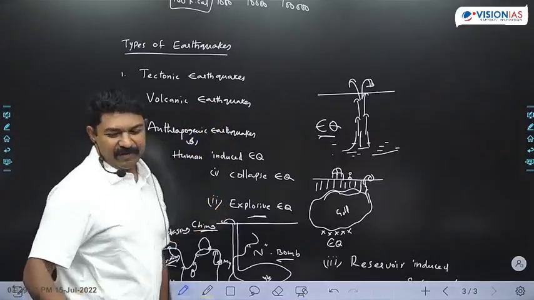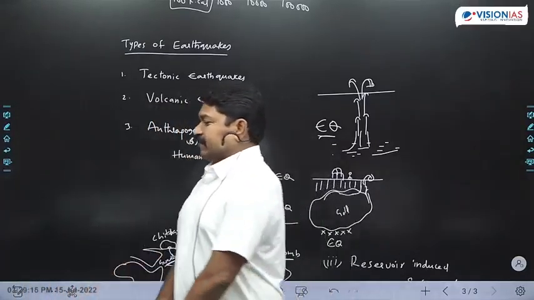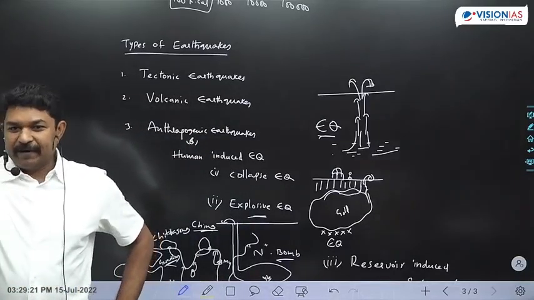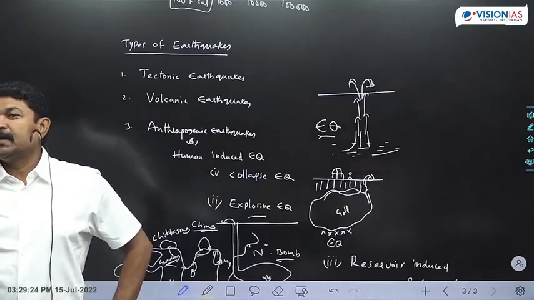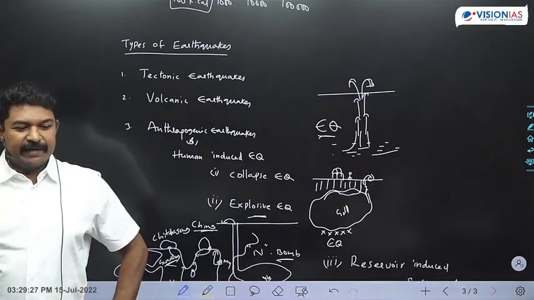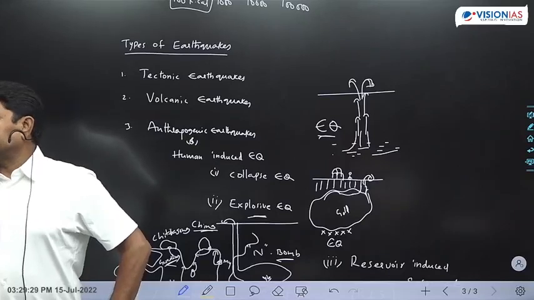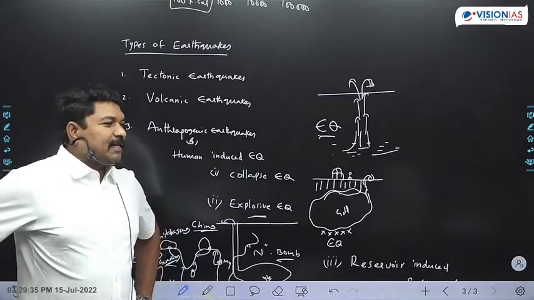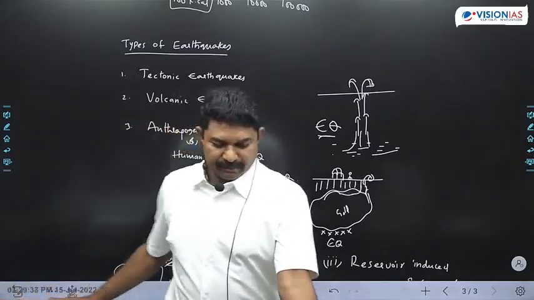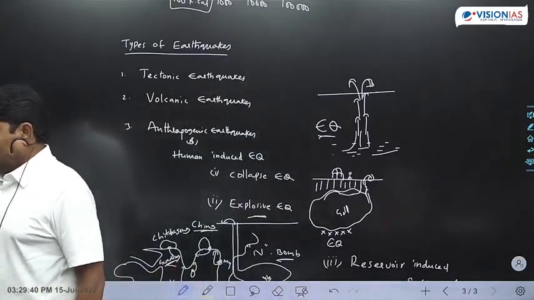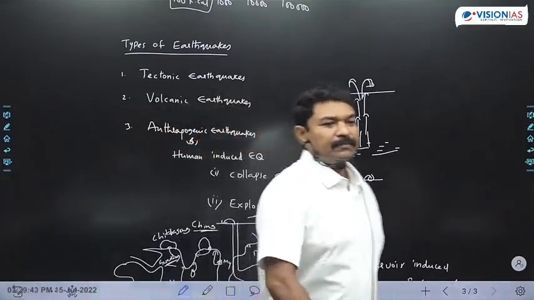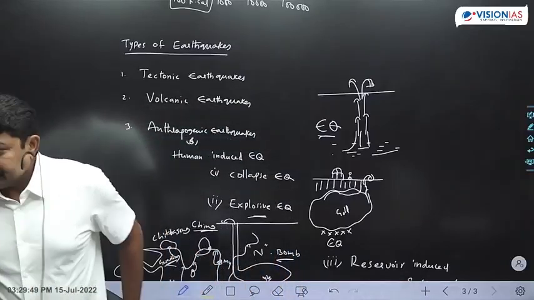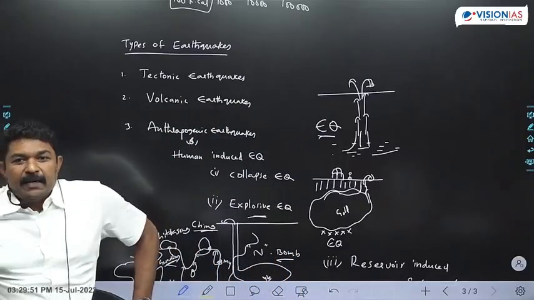Come on, write down. Types of earthquakes. What are the different types of earthquakes? The first one, tectonic earthquake. Under this one, write down: what is the tectonic earthquake? There is a constant adjustment in the earth's interior, due to which the rocks break. Okay, this is the tectonic earthquake.